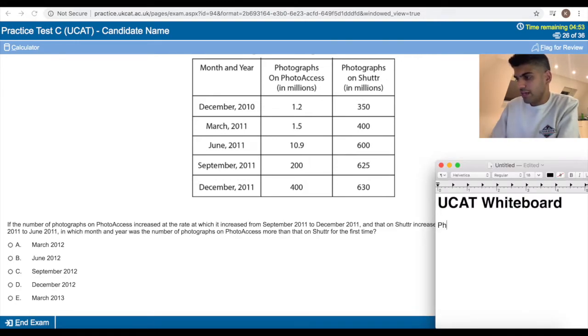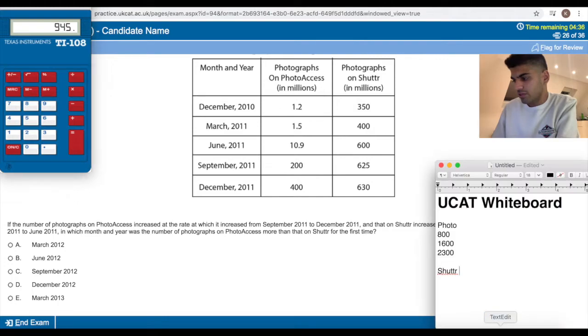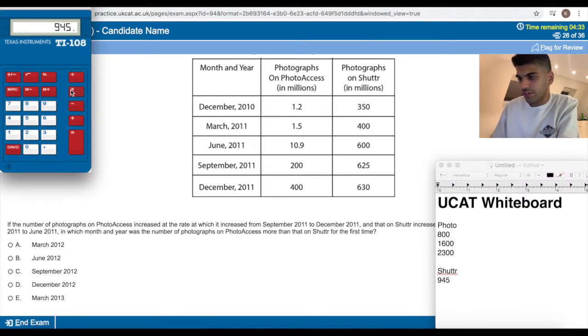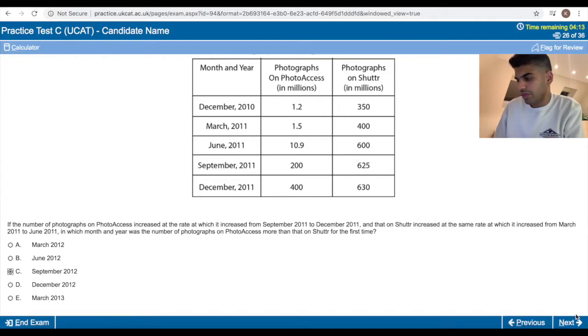Okay, so for Photo Access, we'll just write the next few. So we got 800, then we doubled to 1600, then we doubled to 3200. Shutter, we times it by 1.5. So we're going to times 630 by 1.5. So 630 times 1.5 equals 945, and times that 1.5 again, which equals 1417, and times by 1.5 again, which equals 2126. So it should be in March, June, September 2012, I think.